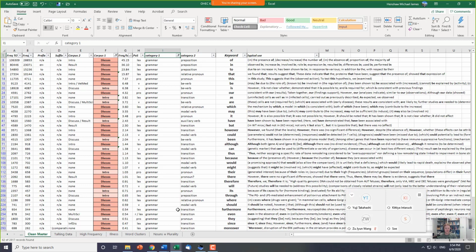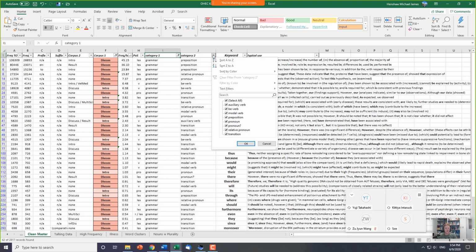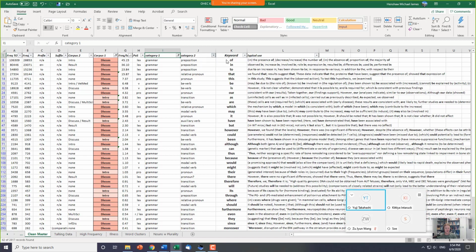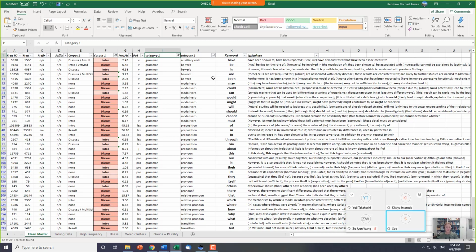So now we have this. And then it's probably good to sort category 2 again. I just sorted A to Z. Now I hope we have some useful groups of words that might help to teach us some patterns. So here's that group of modals, which we talked about in a previous lesson. Here's the group of be verb. Not so interesting.